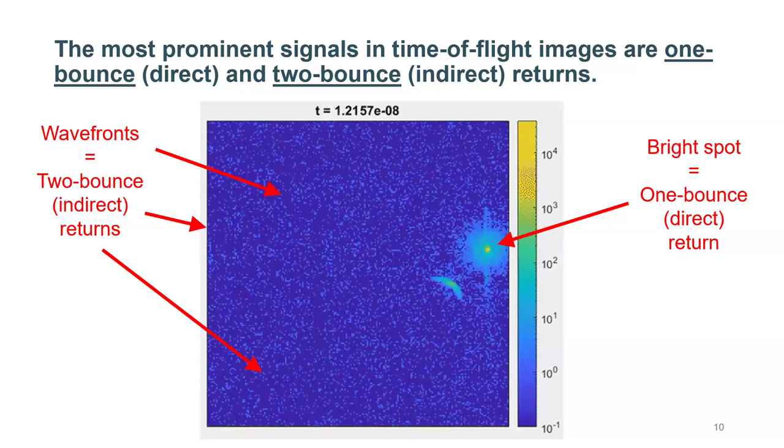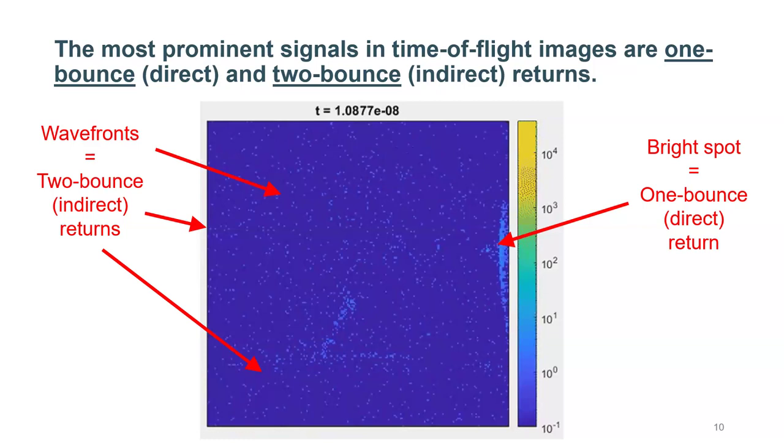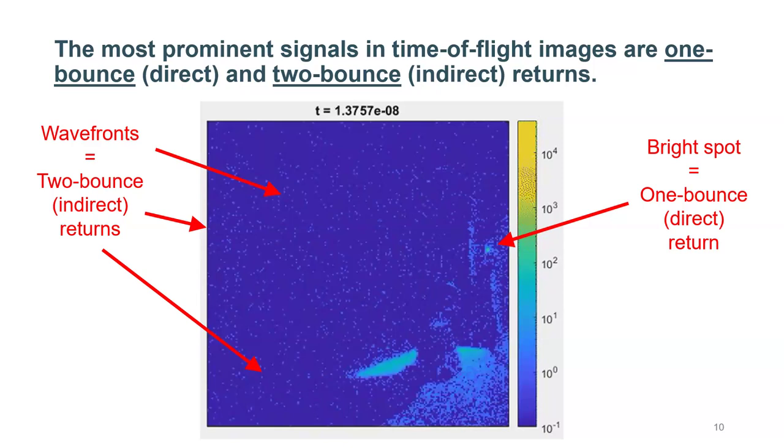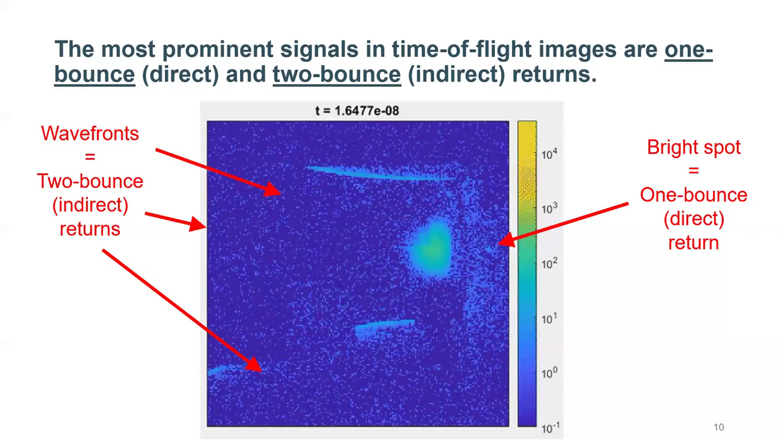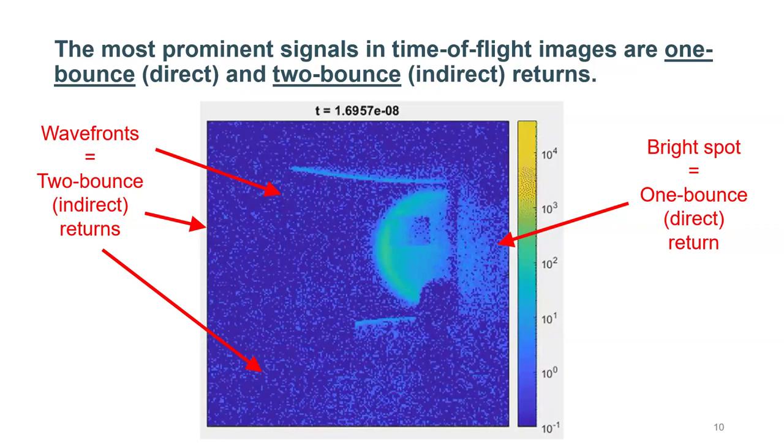The next most prominent features are these wavefronts that appear to crawl across other surfaces in the scene. These wavefronts correspond to light that scattered exactly 2 times before returning to the camera. Almost all LiDAR systems that exist today exclusively rely on these single bounce returns to learn about the illuminated scene. And I wanted to know if there's anything interesting or useful that we could learn from these 2 bounce returns.